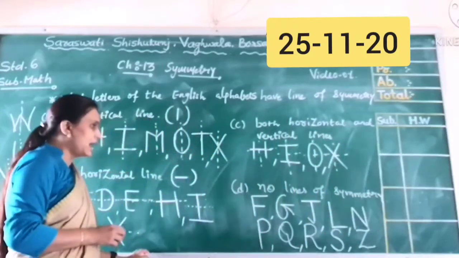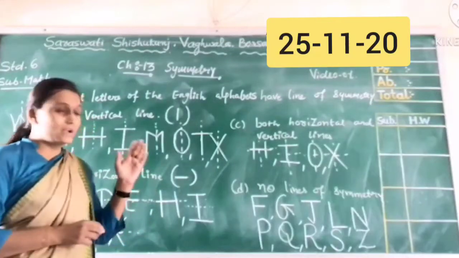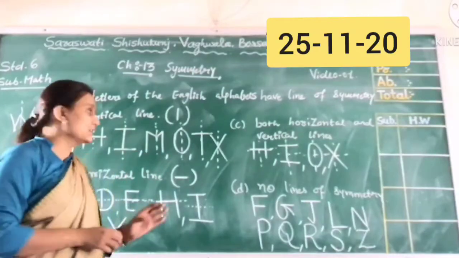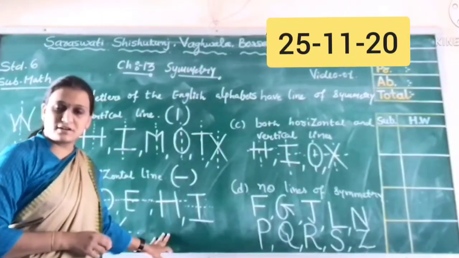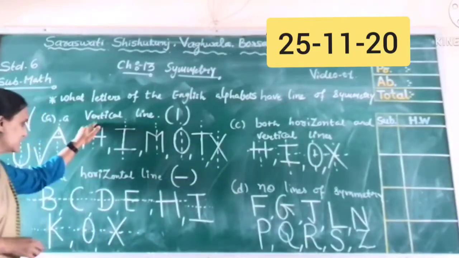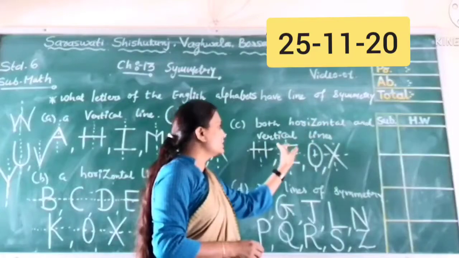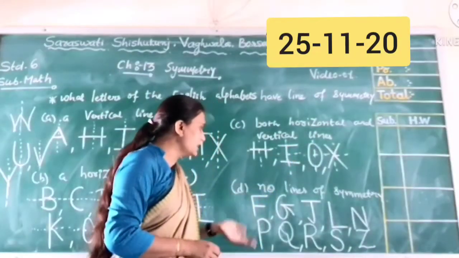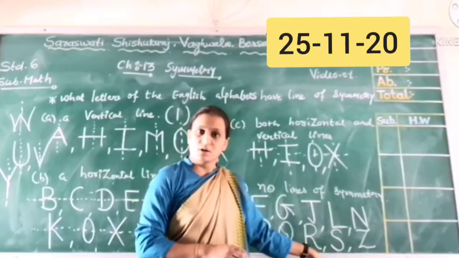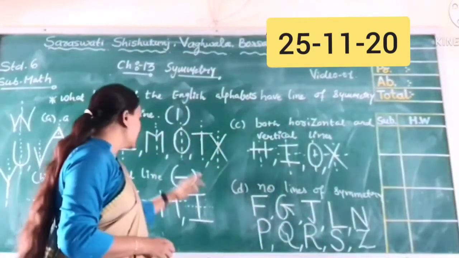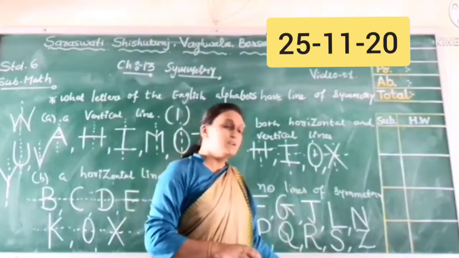Okay. So here we have taken letters A to Z, and which letter has which kind of lines of symmetry. We have separated vertical lines, horizontal lines, which letters have both horizontal and vertical lines, and which letters have zero lines of symmetry. Okay, so we have differentiated all the letters by lines of symmetry.